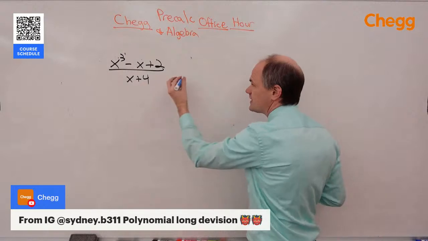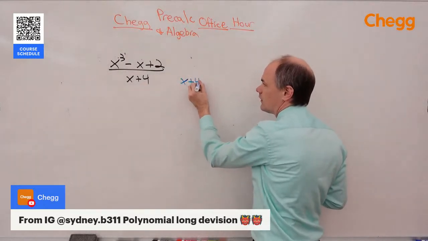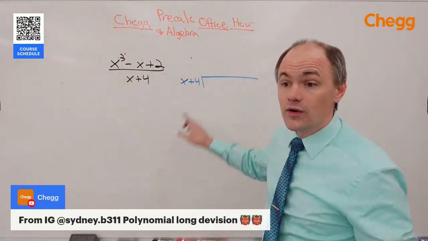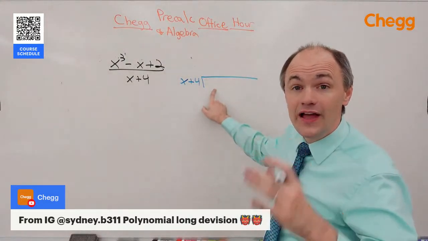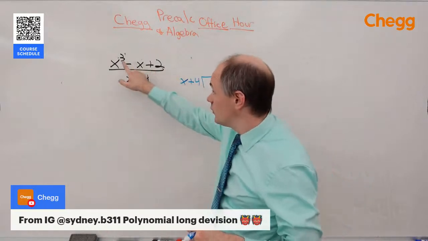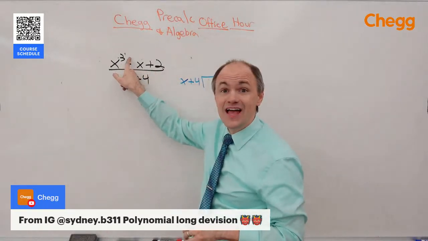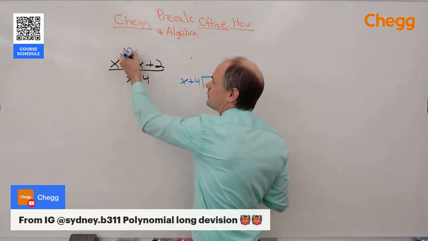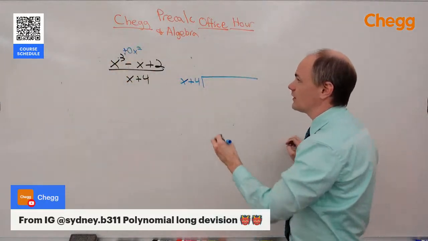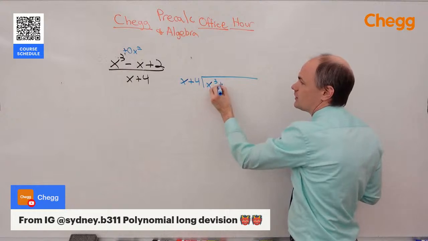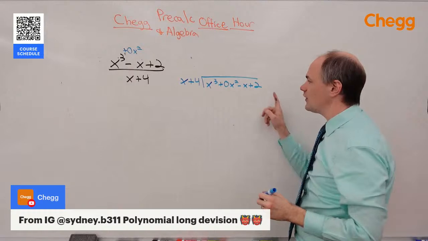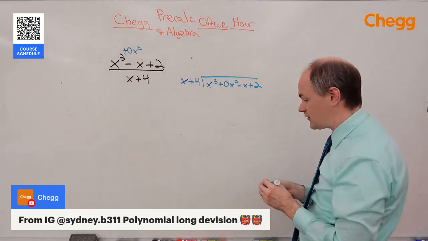Polynomial long division says we're going to take this x plus 4, and we're going to long divide it into this thing. Be very careful, though. When we put it in here, we need to account for every power of x. We've got x cubed, but you notice we're missing x squared. So we're going to do a plus 0x squared to make that work. So we've got 1x cubed plus 0x squared minus x plus 2. That way all of our place values are accounted for.